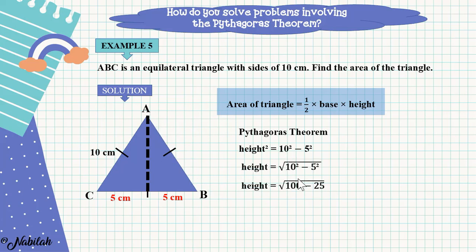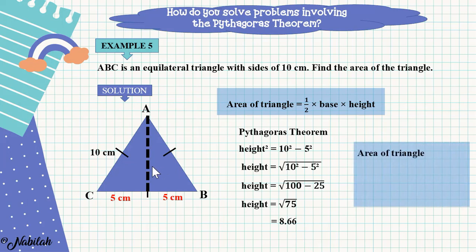So you get like this. Height equals square root 75, so height equals 8.66. Meaning that the height here is 8.66. And then after that, we can find the area of the triangle. Using the formula, 1 over 2 times base, which is 10, times height, which is 8.66, you get 43.3 cm squared.